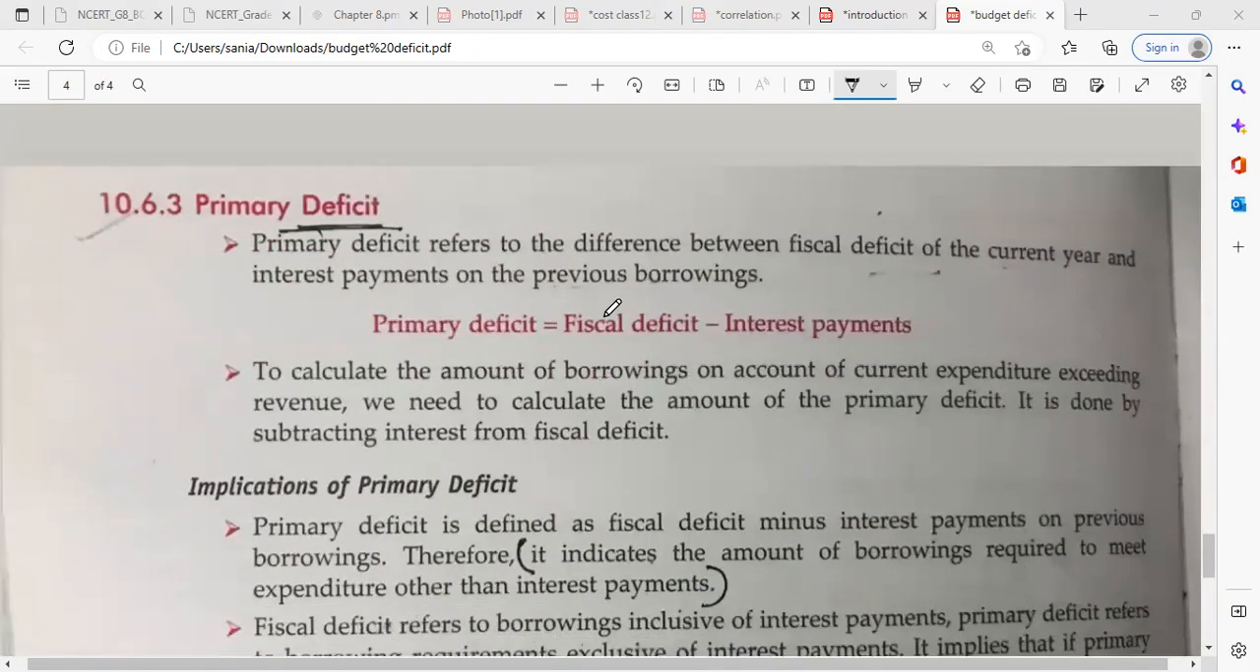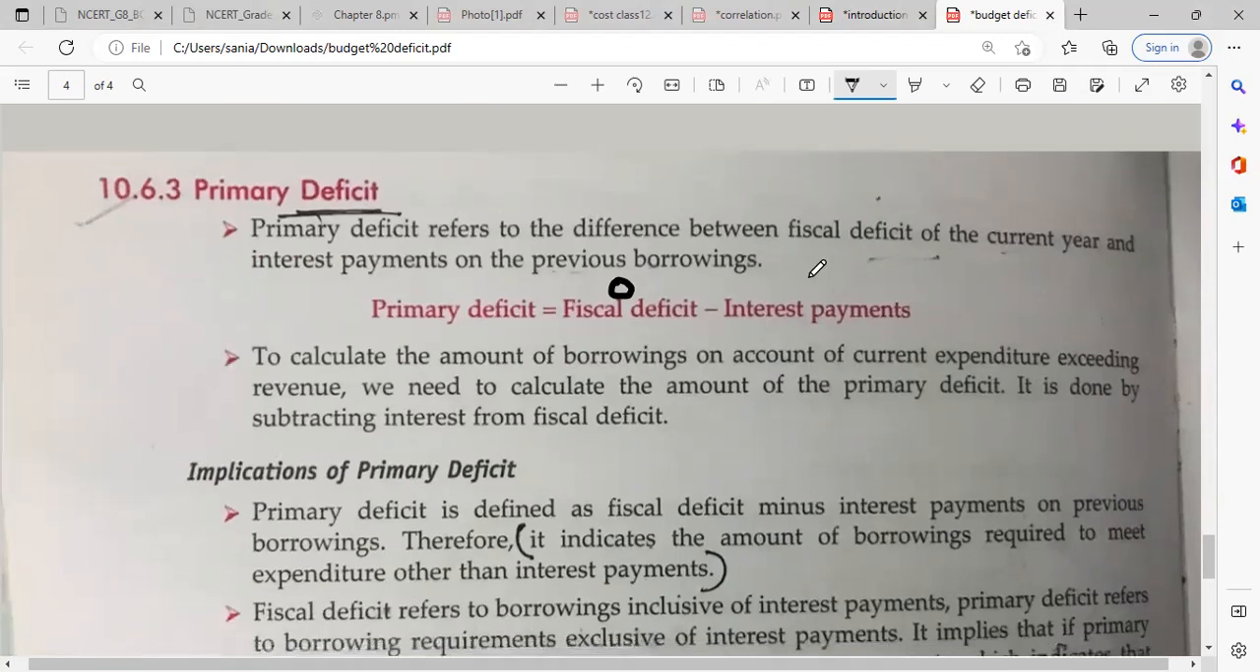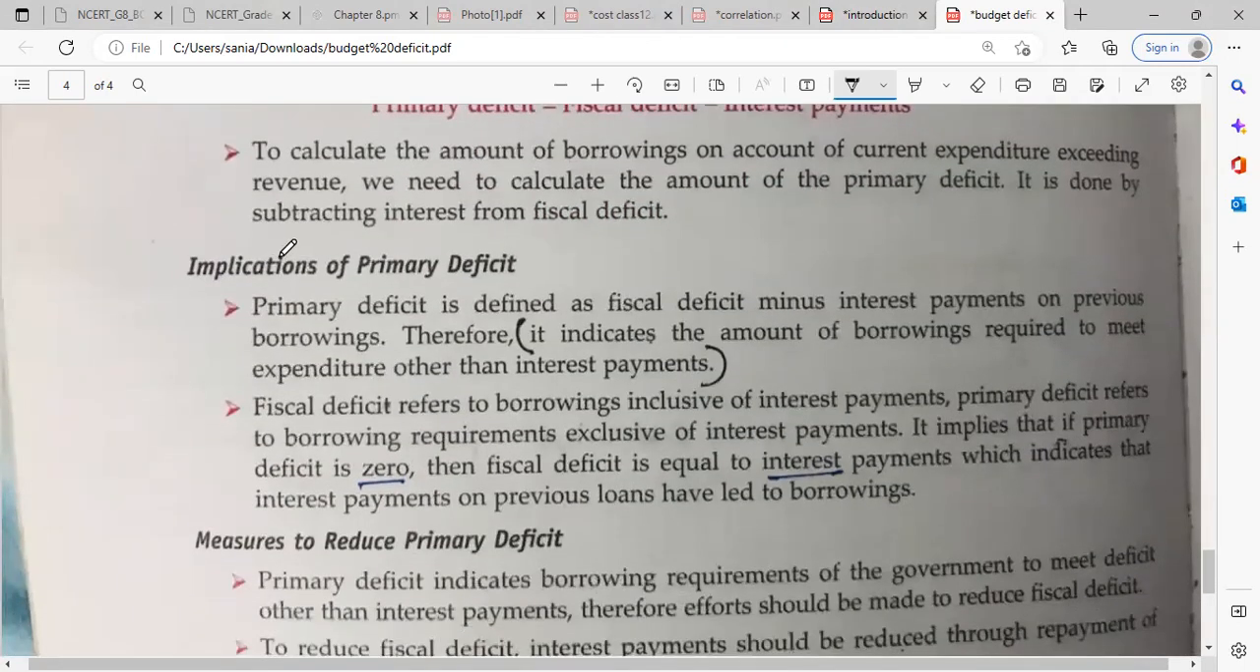Okay. Now the last one, primary deficit. It is basically fiscal deficit minus interest payment. But for example, over here you don't have any fiscal deficit, so the primary deficit will be equal to your interest payment. You have to only pay the interest, right? Okay, now we'll do the implication.